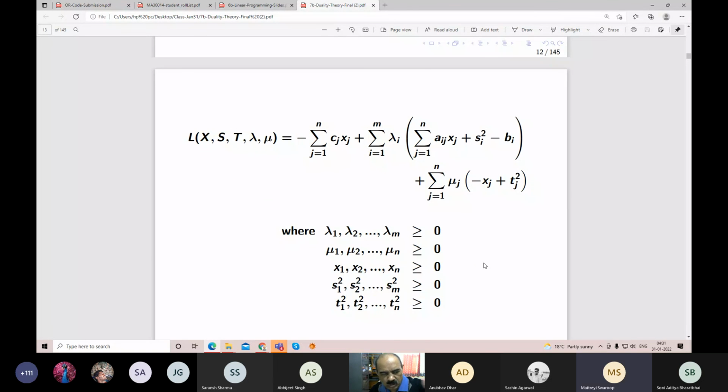I will continue from this line tomorrow. Is it all right? This will help us to derive the dual. After completion of tomorrow's class, I will pass this slide to you. Okay, right?